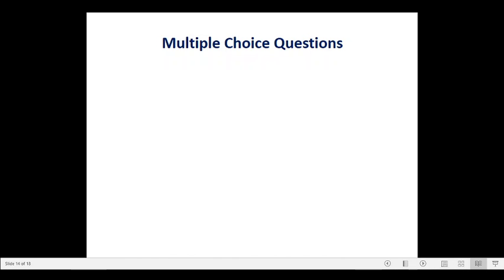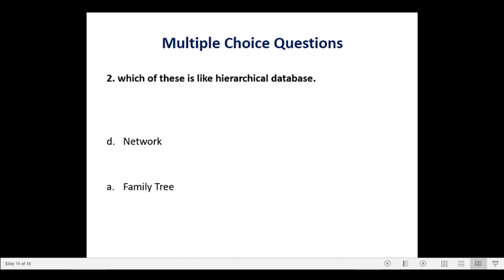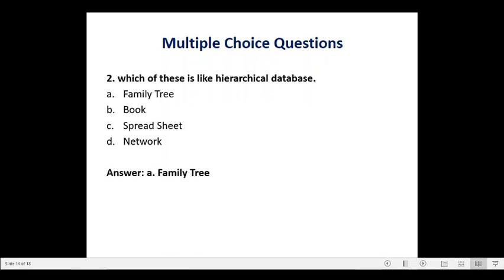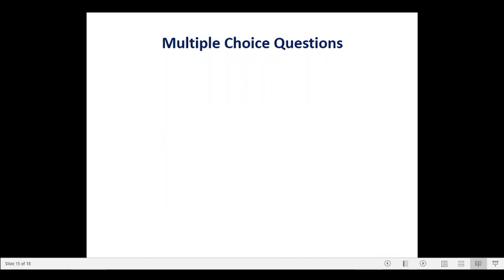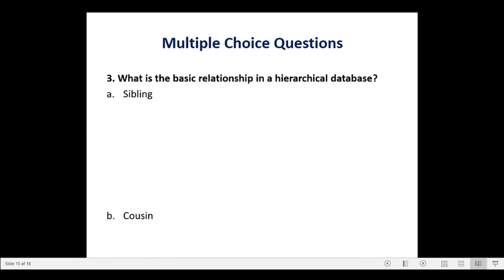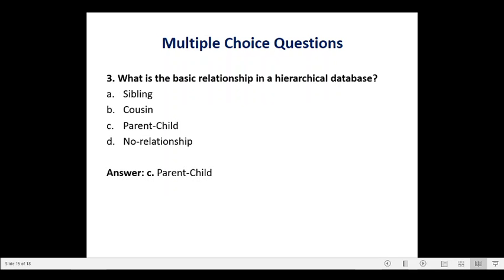Let's move on to the next question. Which of these is like a hierarchical database? One is network, family tree, book, and a spreadsheet. Yes, you are right. It is a family tree. Now, let's move on to the next question. What is the basic relationship in a hierarchical database? Is it a sibling relationship, a cousin relationship, a parent and child, or no relationship? The answer is yes, parent and child.